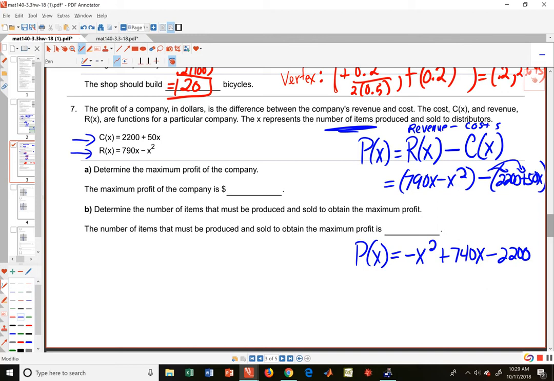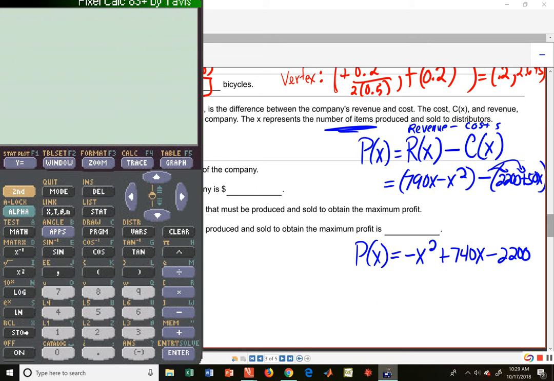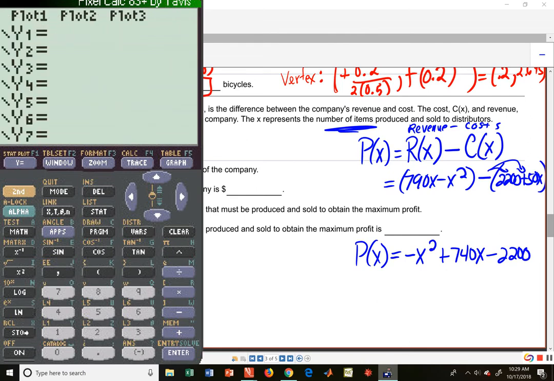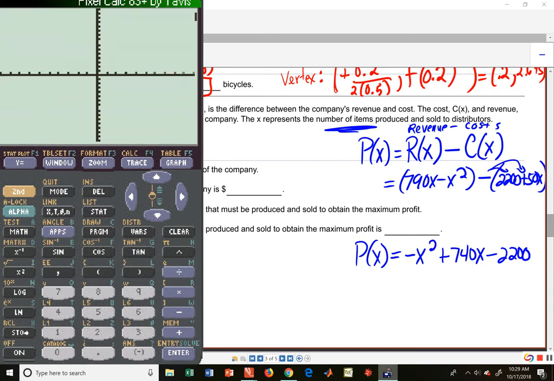Anyway, so we have a quadratic that's pointing down, and all we have to do is graph it on our calculator and find the vertex. So here we go. Let's type this in here. So we got negative x squared, we got 740x, and we have minus 2200. We need a good window on this. If you hit graph right now, you're not going to see anything at all. Well, we see a little line there. It's not really a good representation of what's going on.